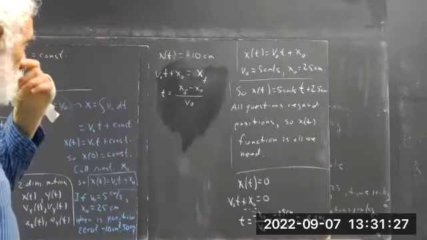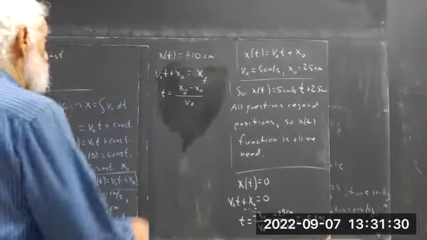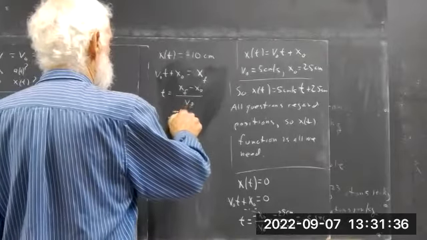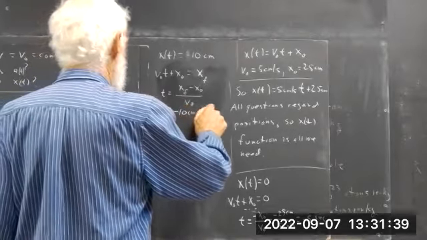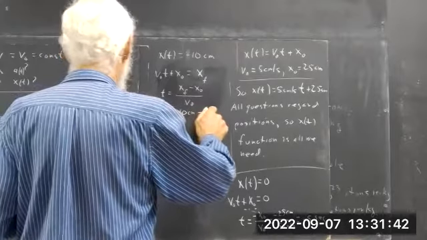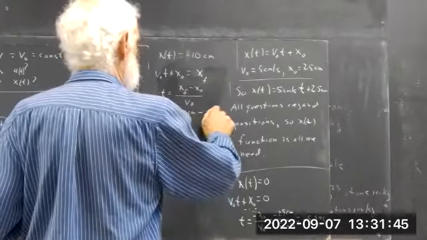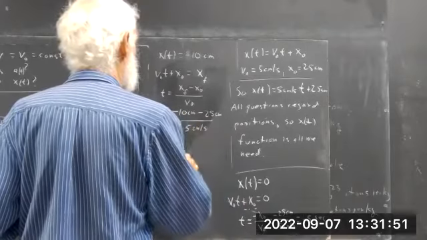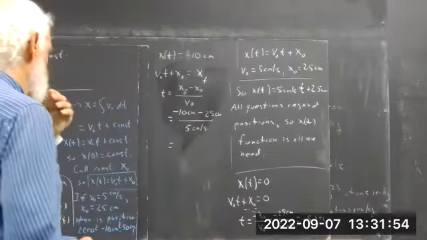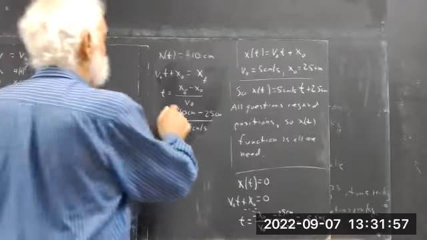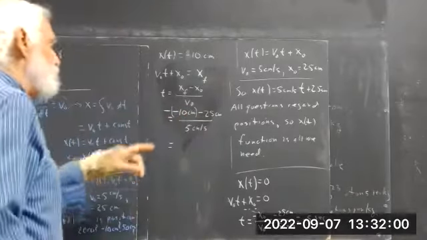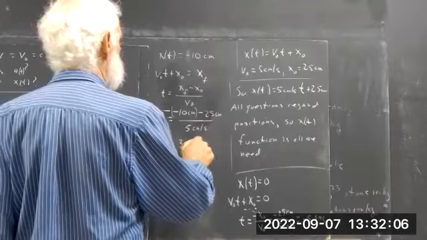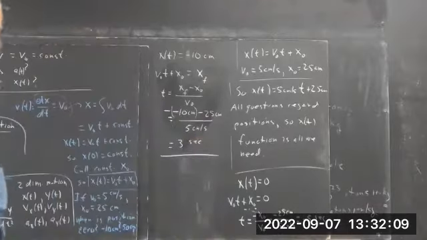It's x f minus x naught over v naught, right? And that's going to be your final position. Well, in this case, your final position would be negative 10 centimeters minus x naught, which is 25 centimeters. And x f is 10 centimeters, not negative 10 centimeters. Okay, so this comes out 15 over 5. This comes out 3 seconds. And you can forget about the details of the arithmetic.